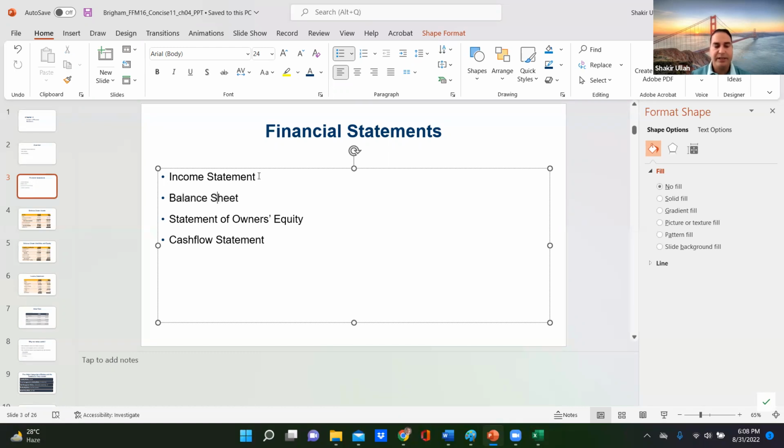So we can prepare the statement of owner's equity before this, but we can also jump ahead and directly prepare the balance sheet here. The balance sheet is another statement of financial information, but we record a different set of information here. And what are those different sets of information?